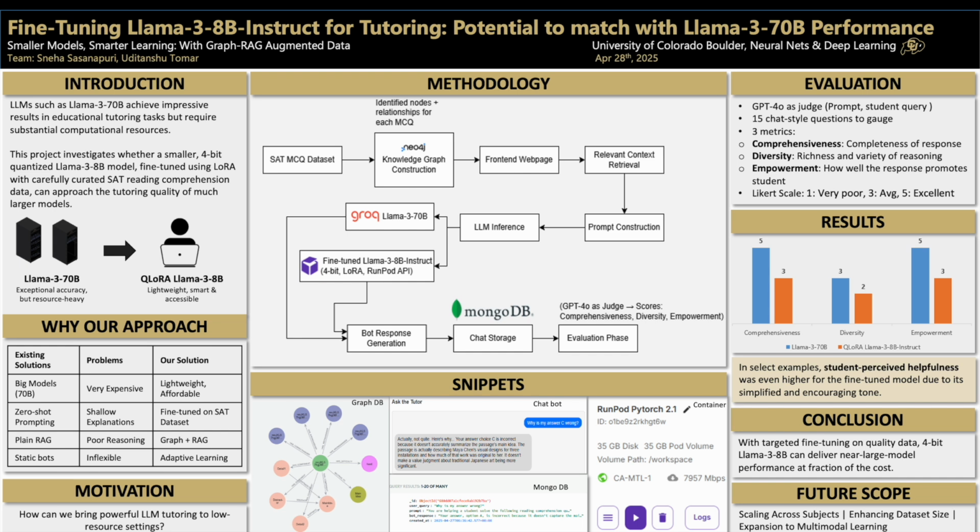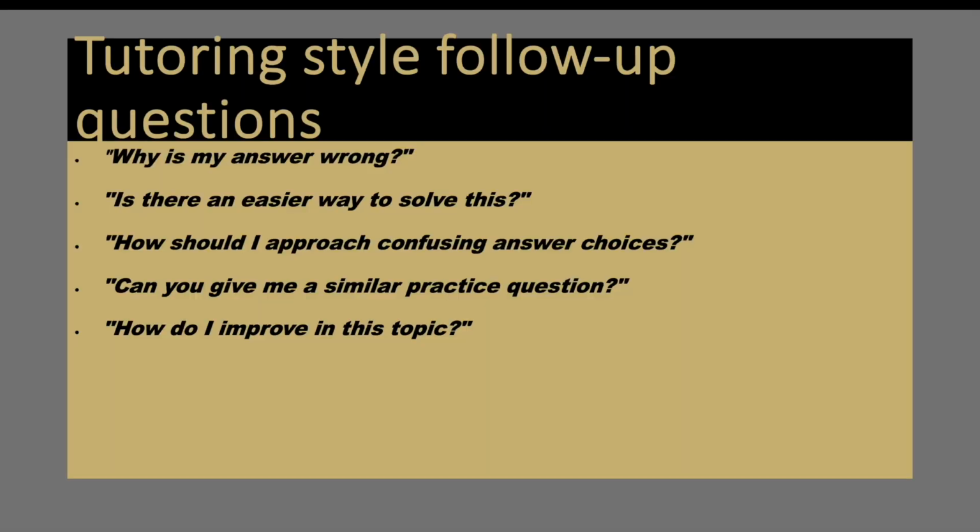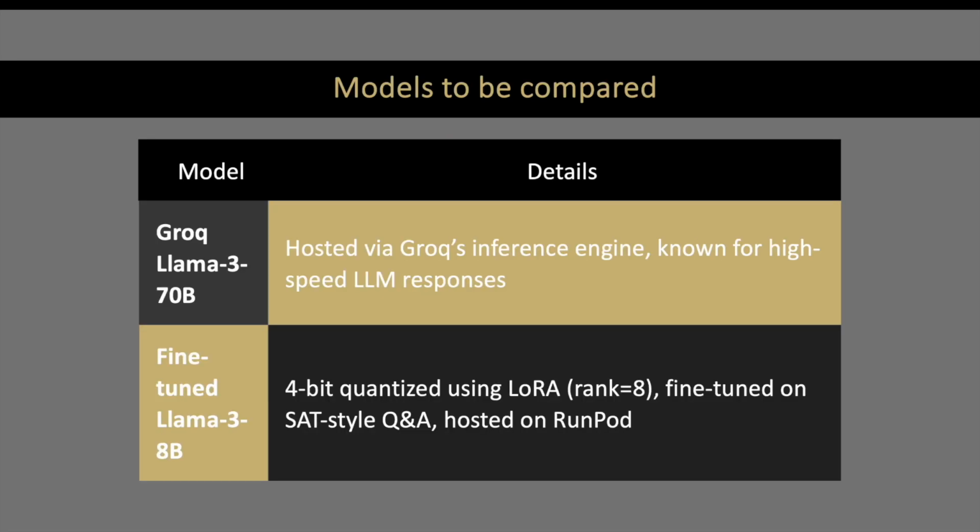We crafted 15 conversational questions grouped across 3 SAT reading MCQs. Each MCQ was followed by 5 realistic tutoring-style follow-up questions. This setup simulates how a real-world student might engage with an intelligent tutor. Each of these questions was paired with an original SAT passage, a selected answer, and a structured prompt generated using graph-based context with Neo4j.